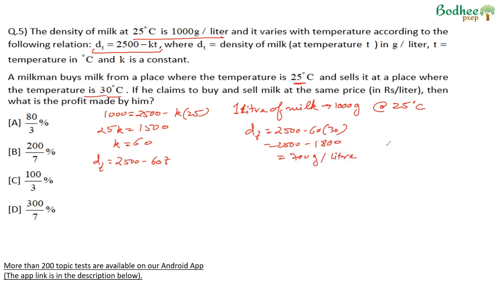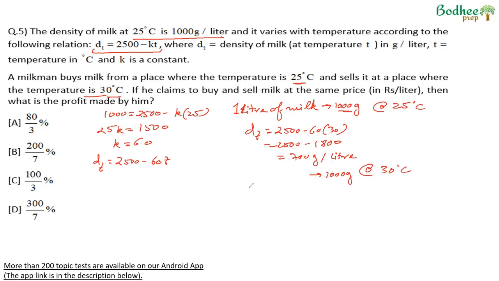So the same milk that was 1 liter of milk, 1000 grams at 25 degrees C, will now be 1 liter with a mass of 700 grams. When the density changes, the mass will not change. Only the volume changes. So this 1000 grams will remain the same even at 30 degrees C. But the volume will change because now the density of the milk is 700 grams per liter.